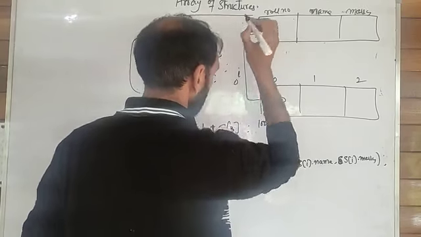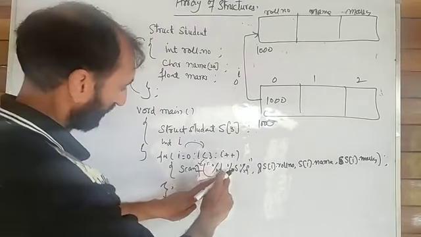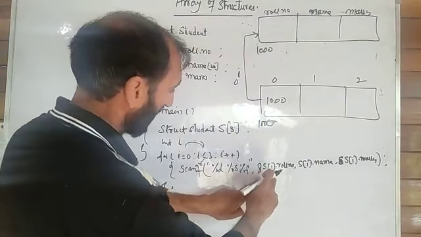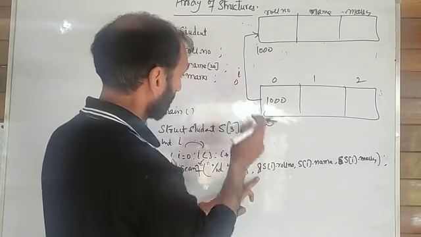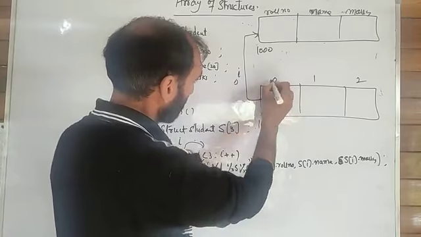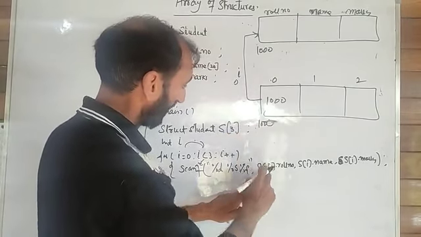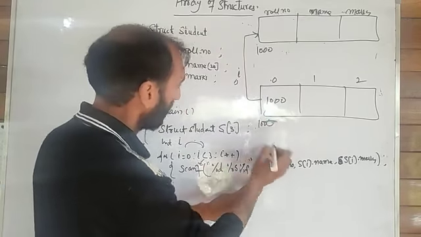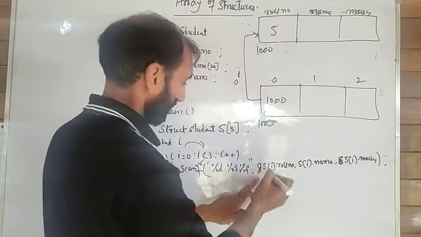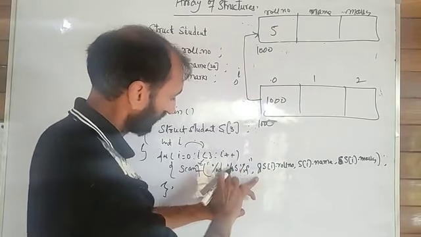Now this points to this location. %d, %s. Address of s[i]. Where is the address of s[i]? What is s? i is 0, that is s[0]. This is the location. Where is the address? Address of, that is 1000. There it is going to store the roll number, for example, 5. And now %s.